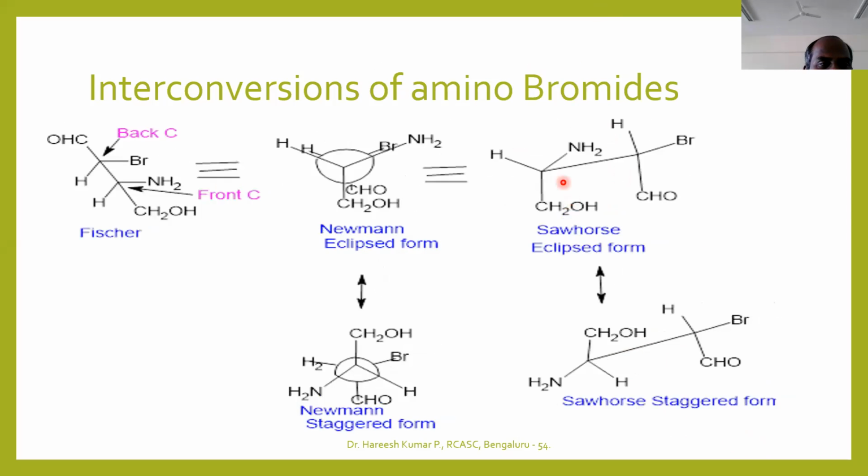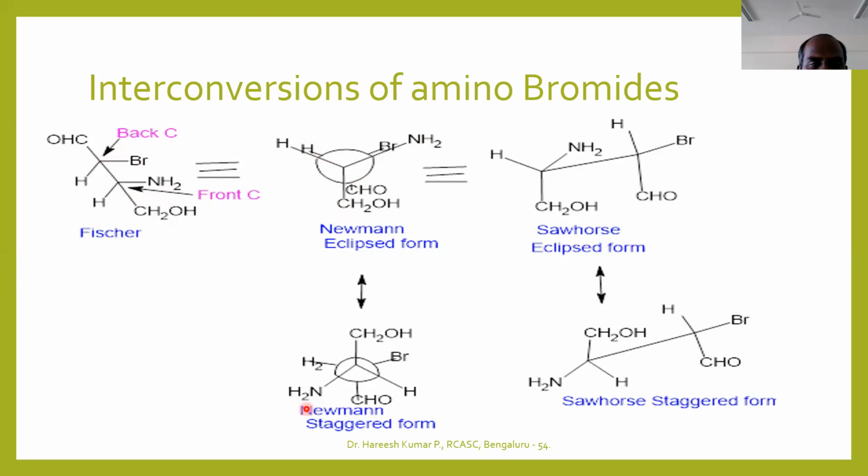So I will also take one more example of this kind. So this is the one. It's called amino bromides. So this carbon will be the front carbon, this carbon will be the back carbon. You can convert this into a Newman projection formula. So CH2OH is here down, NH2 is on the right hand side, H is on the left hand side. Similarly, CHO is down, right hand side Br, and then hydrogen is on the left hand side.